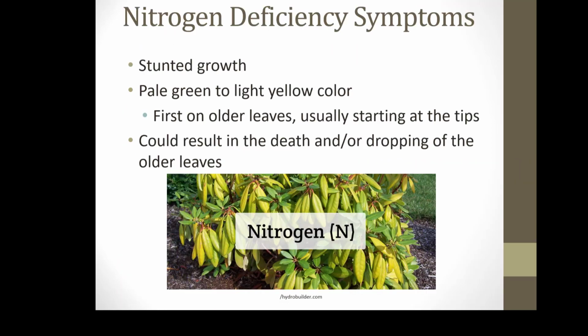So stunted growth, pale green to light yellow. You see here we've got a plant that's got yellow lower leaves and green new leaves, and that's because of nitrogen deficiency.